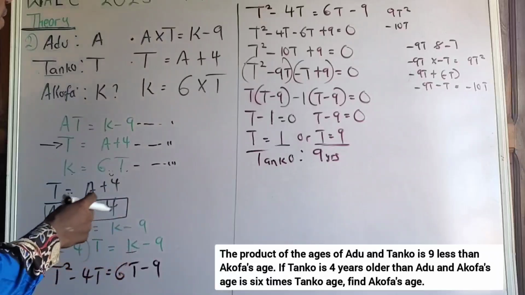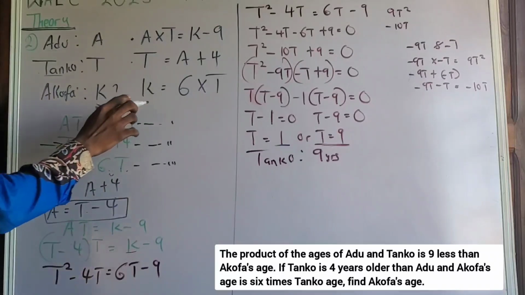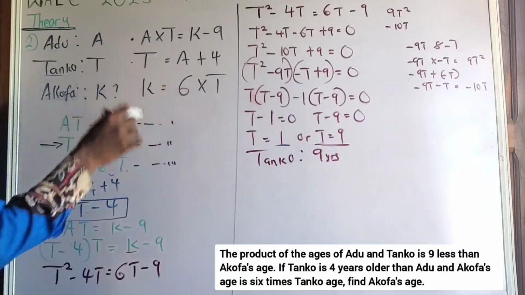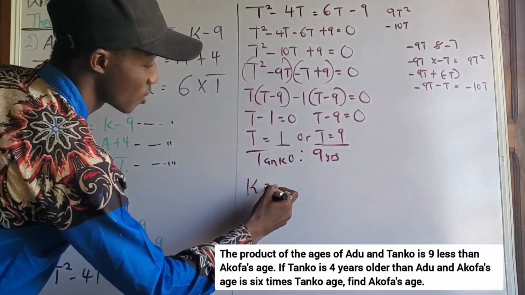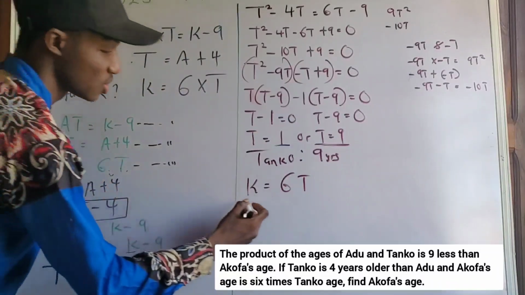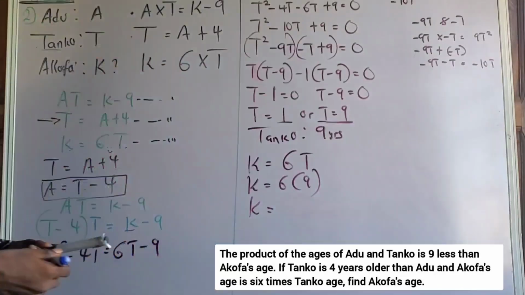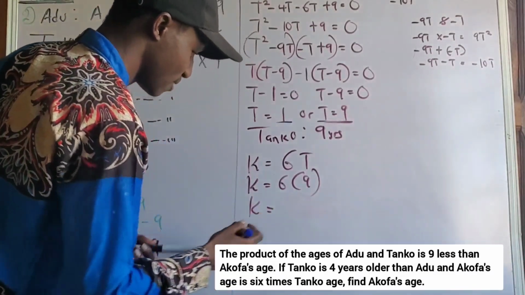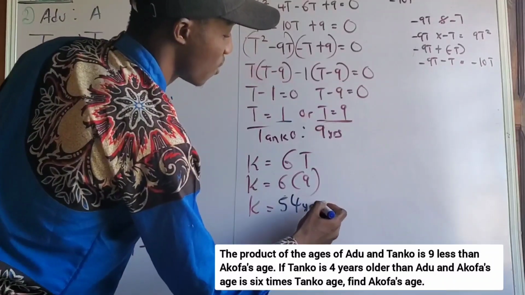Now, having gotten the value of Tanko's age, you can easily get the age of Akofa by substituting the value of t as 9 in this equation. Do you understand? Okay, since Akofa's age, which is K, equals what? 6t, right? According to this equation. So Akofa's age equals 6 times 9, right? So 6 times 9 is what? 54. Okay, so Akofa's age is 54 years.